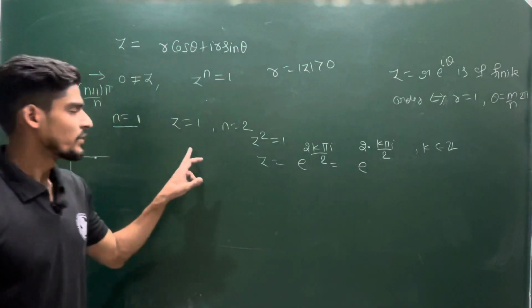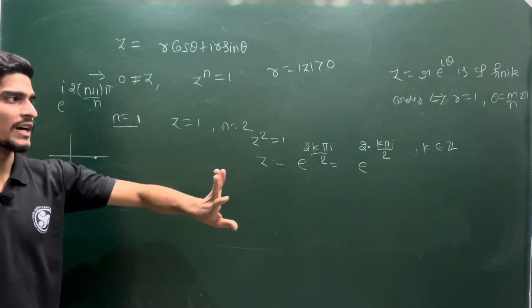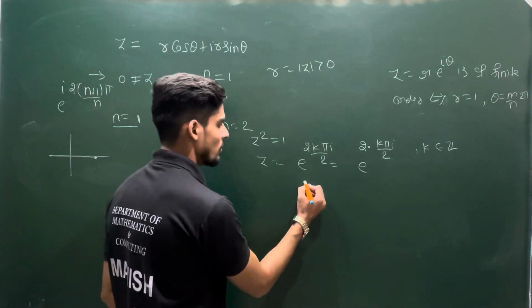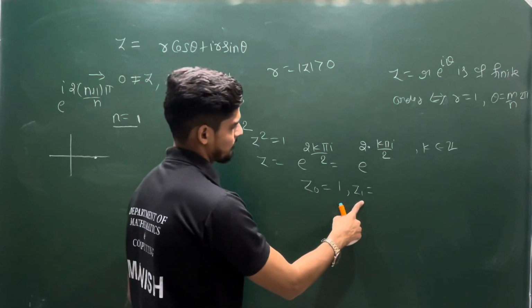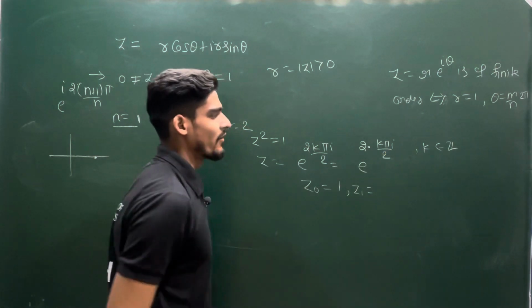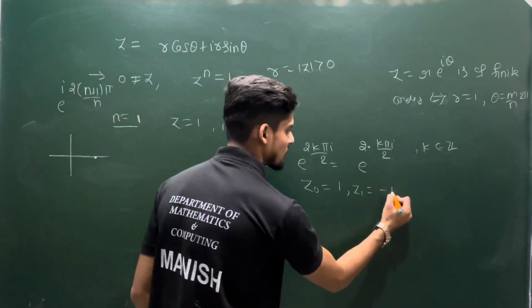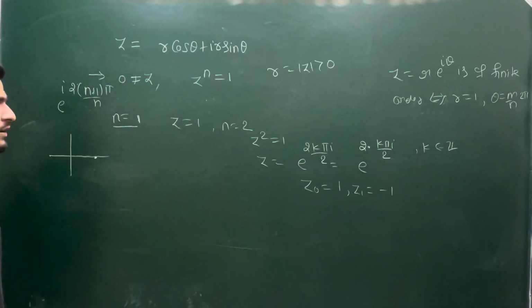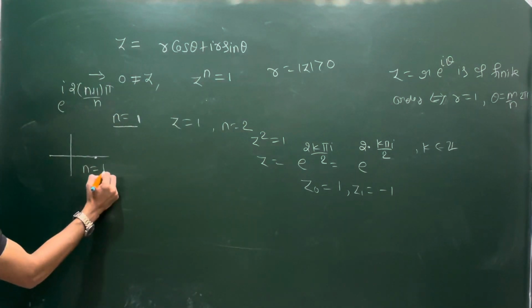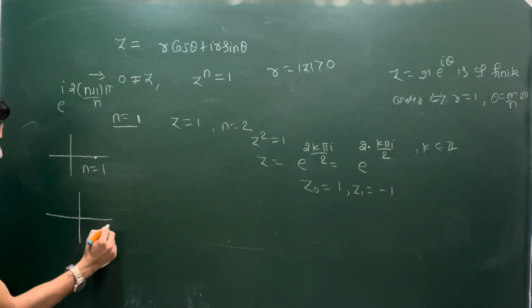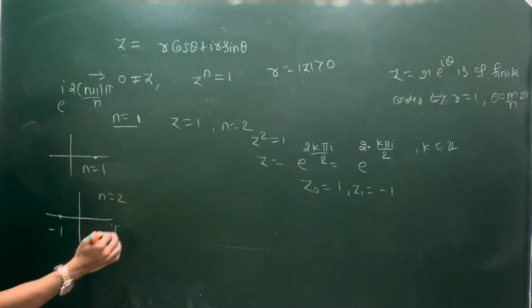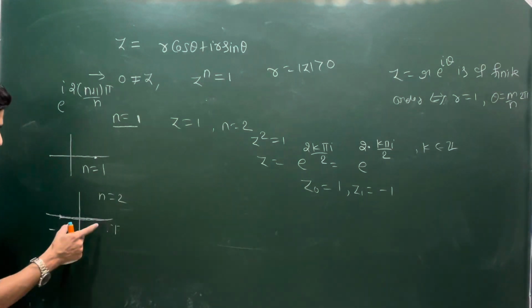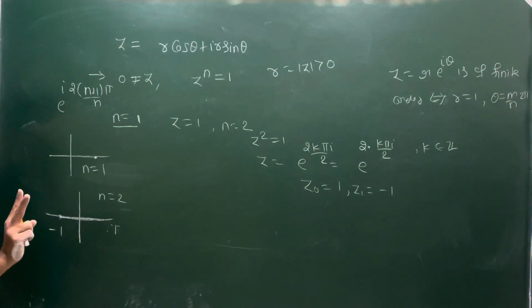But if you vary k only up to n minus 1, then you have distinct values, otherwise you have the same values. So if you put k as 0 you will get 1, if you put k as 1 you will have e power minus I pi, but e power minus I pi is -1, so you are having these two solutions. Let us draw this solution on this. This is for n is equal to 1. For n is equal to 2, this is 1, this is -1. So you are getting a line and the distance between these two points is 2. So this is a regular polygon for n is equal to 2.